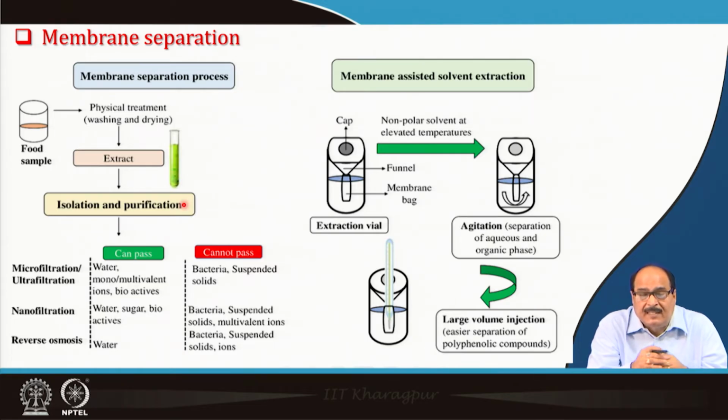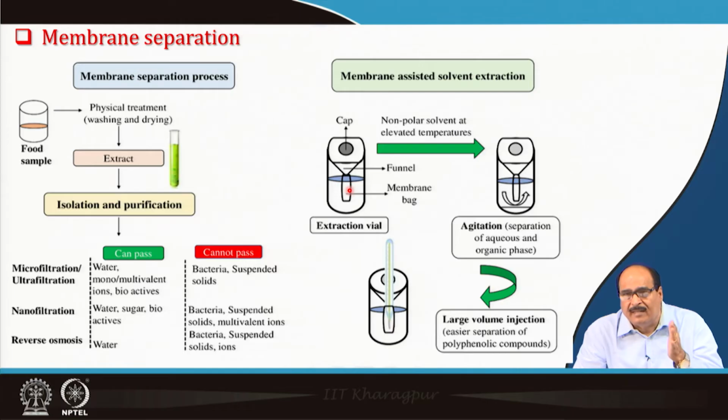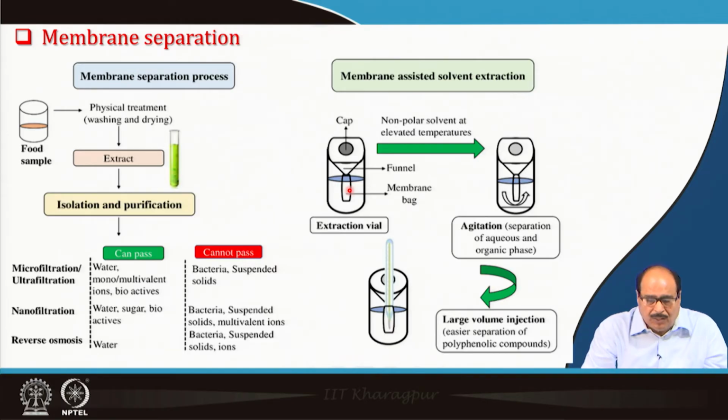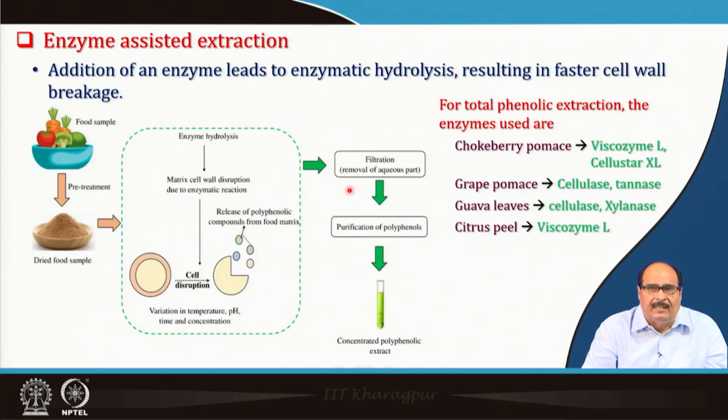Then membrane assisted solvent extraction techniques. See, this is the extraction vial. In this, there is a membrane bag containing the sample, which is put into the non-polar solvent, and then this is agitated. The material comes out through the membrane, the volume injection, which makes for easier separation of the polyphenolic compounds. You can get selective separation of the components. You can select the membranes accordingly.